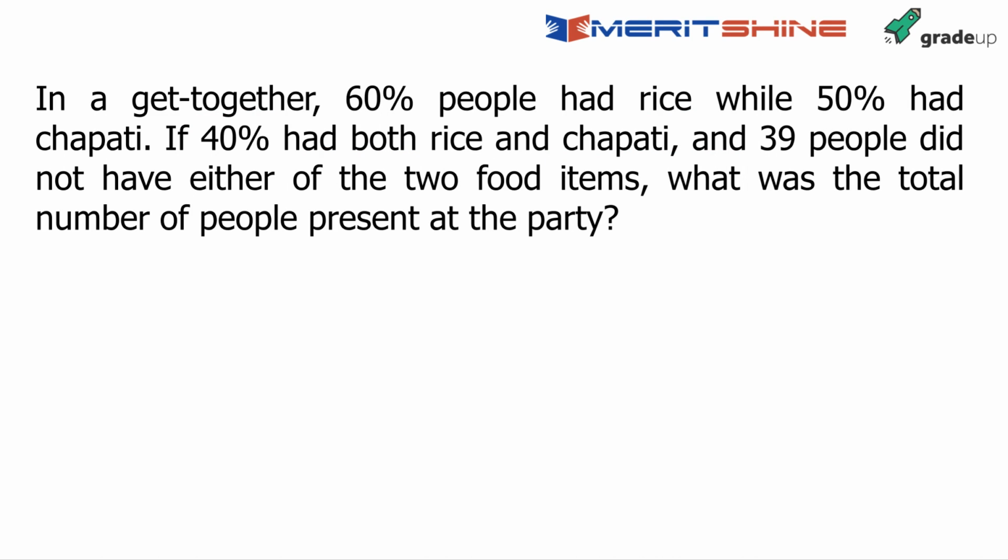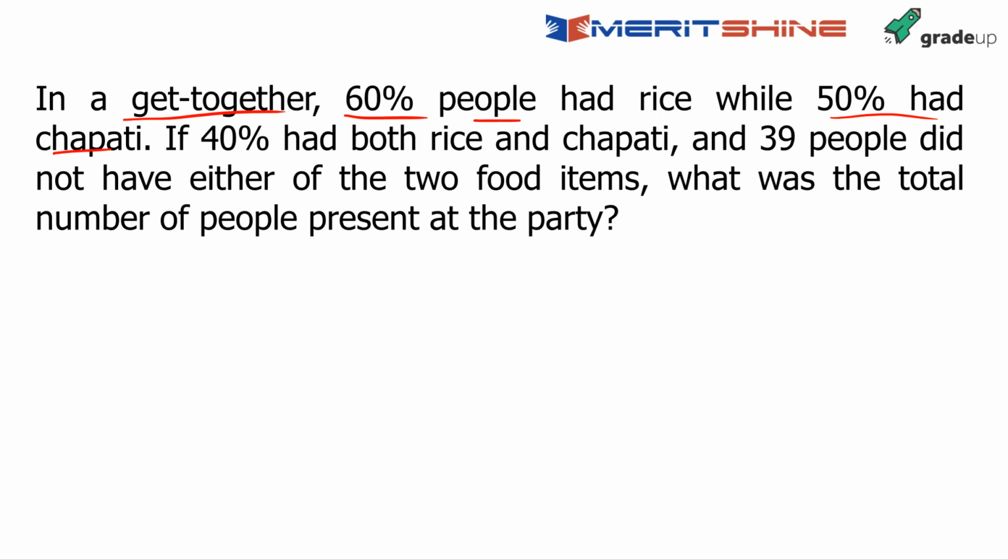Now this is important. Why I put it here is that, as I understand, bank exams generally do not have any questions on set theory. But this is a simple one which does not require set theory, and you can do it easily by just using common sense. Look at what it says. There is a get together, right? 60% people had rice in that get together, 60% of whatever people were there. 50% people had chapati. So 60% had rice, 50% had chapati. We do not know if some had both, and we do not know if some had neither.